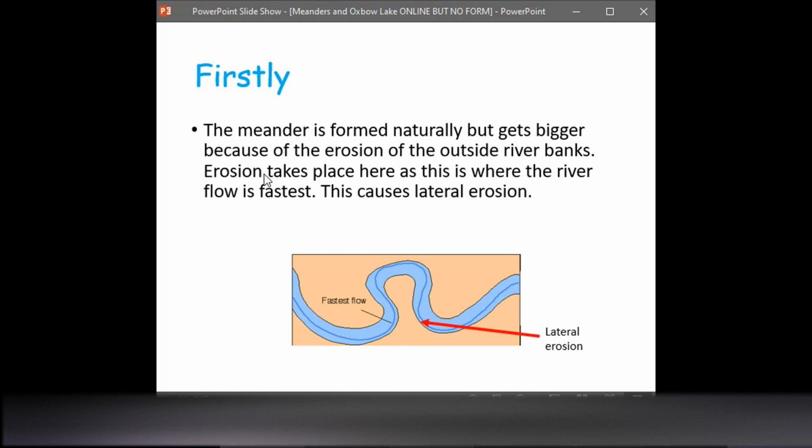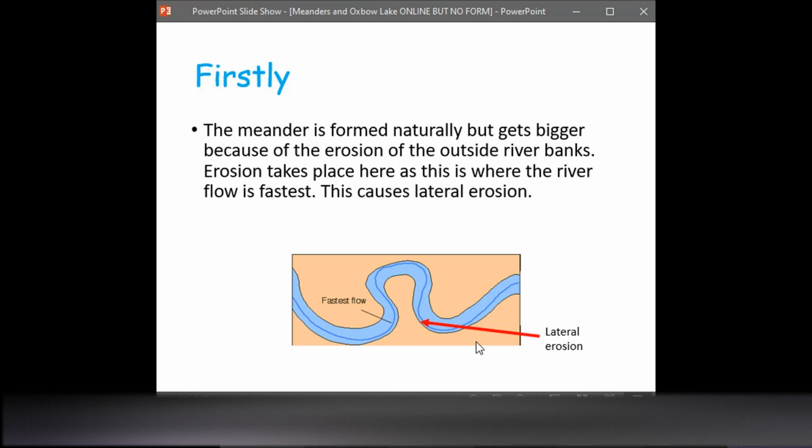So the first step is all to do with the erosion. So the meander is formed naturally, as we know, but it gets bigger over time. It gets more bendy over time because of the erosion that's going on the outside of the riverbank. So erosion takes place here on the outside because the water is moving fastest. The flow is at its fastest, and it's called lateral erosion when that happens.